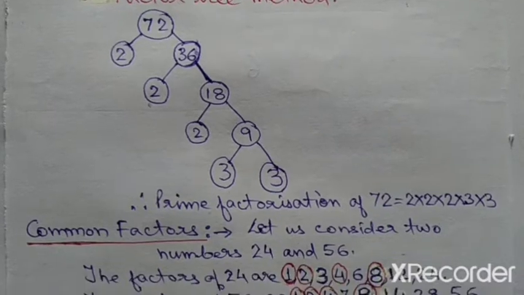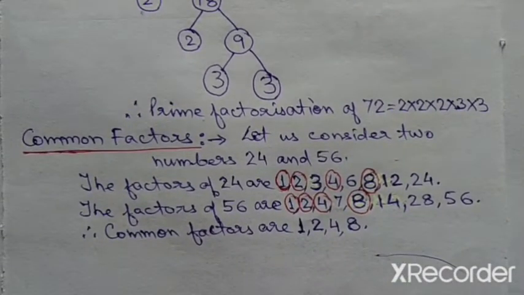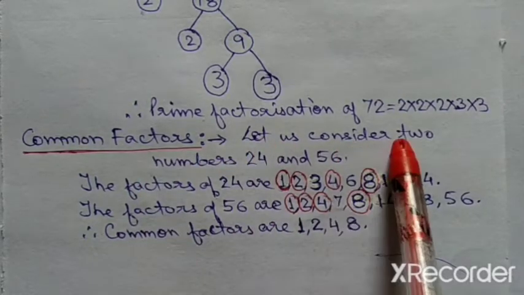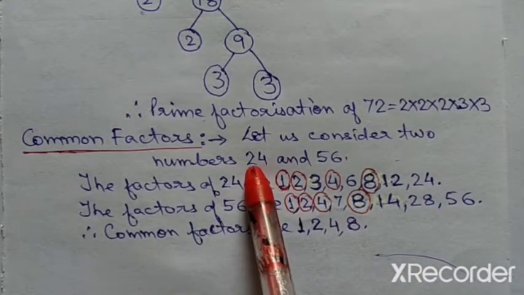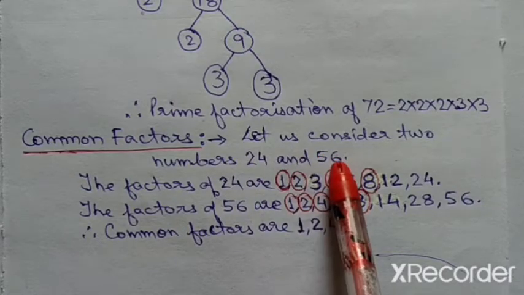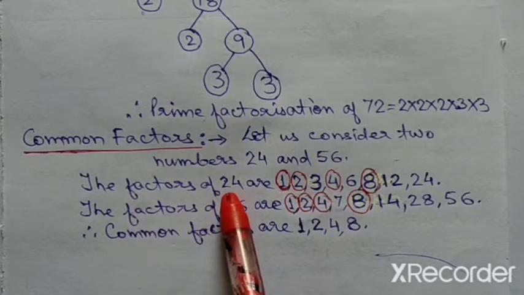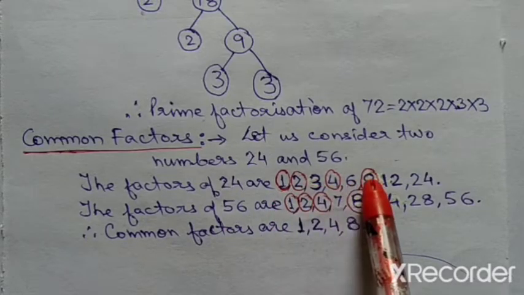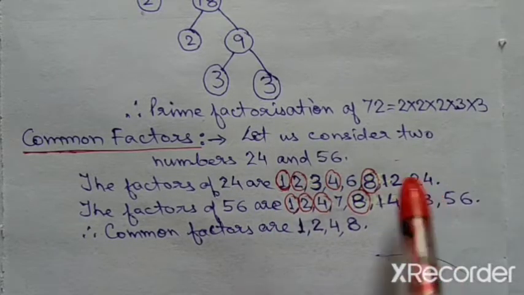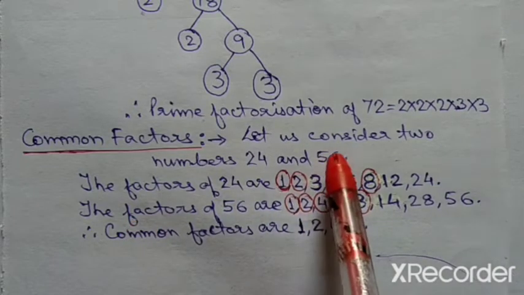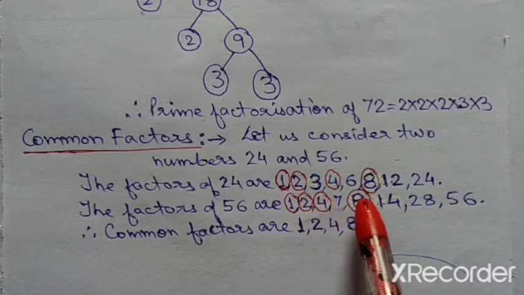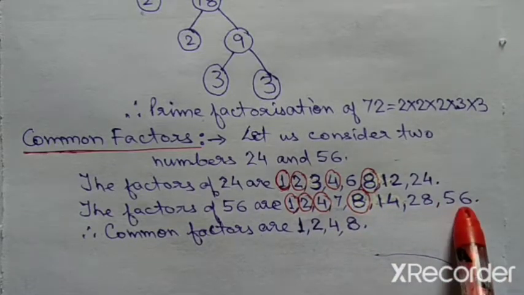Okay, now the next topic of discussion, children, common factors. It's very important. Try to understand, children. Let us consider two numbers, suppose 24 and 56. Now children, write the factors of 24. Very easily you can write it. That is 1, 2, 3, 4, 6, 8, 12 and 24. Next, find out the factors of 56. So factors of 56 are 1, 2, 4, 7, 8, 14, 28 and 56.